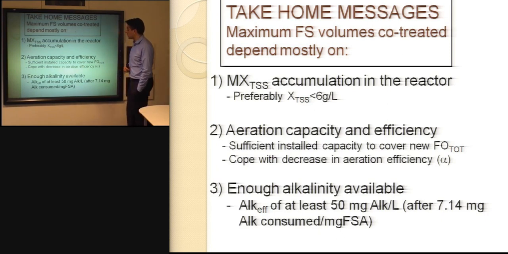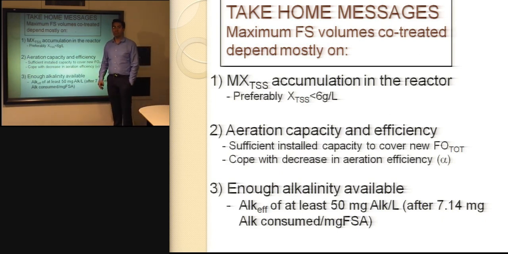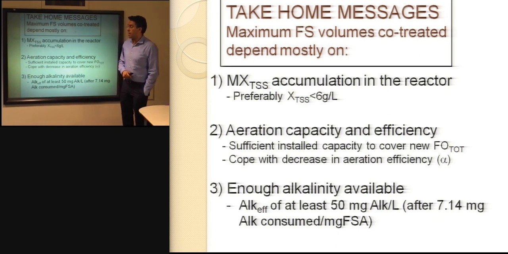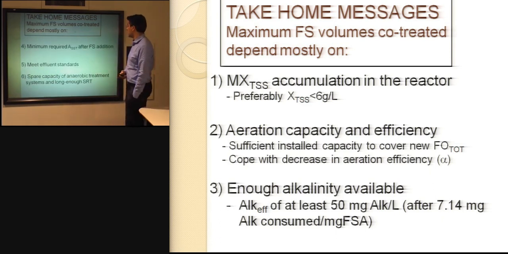Another aspect that needs to be carefully assessed is the availability of alkalinity in the system. If the alkalinity drops below 15 milligrams per liter in that plant, then the risk of having a pH lower than 7 or 6.5 will be much higher, and very likely the wastewater treatment plant will suffer a tremendous instability, first for nitrification and possibly also for the removal of the organics.